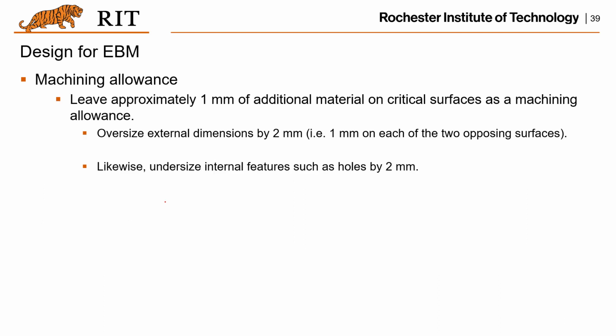Another very interesting topic is the design for EBM parts. Usually you need to do machining after the building. That's why you want to add 1 millimeter of additional material on the critical surfaces, because you would like to machine them after the building process.